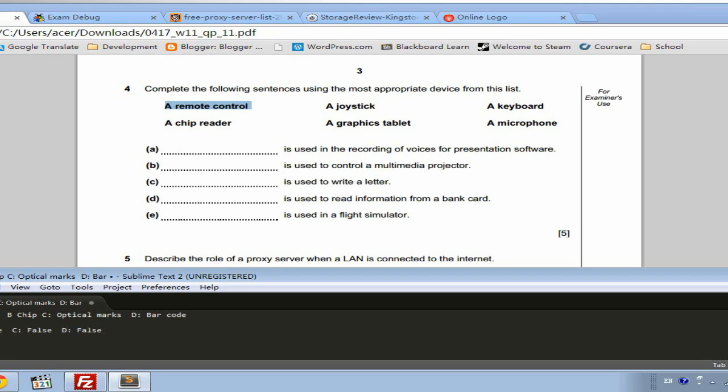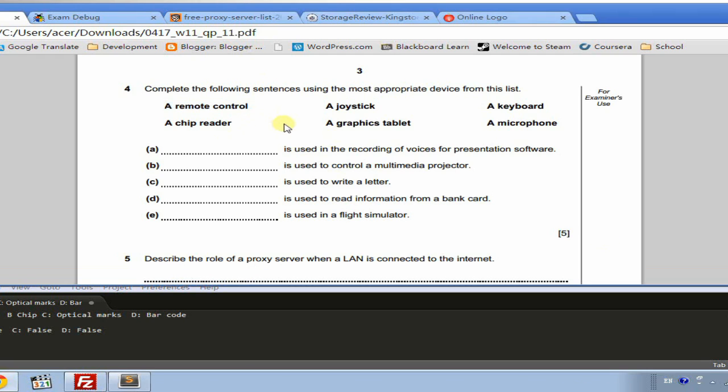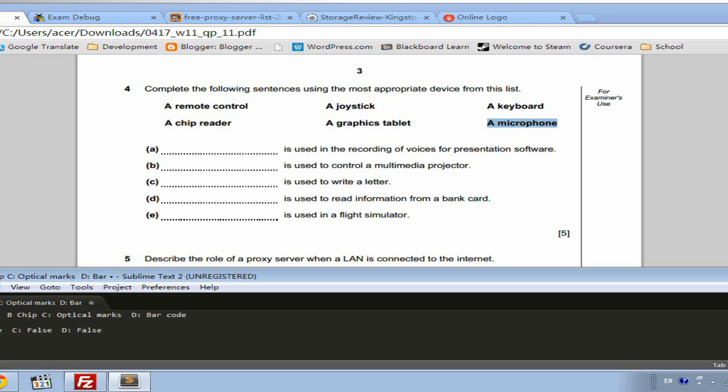I'll do it as A, B, and C again. Sorry, so let's try that again. A is used in recording of voices for presentation software. So which of these devices is used for recording voices? Of course, it's going to be a microphone, which is an input device for sound.